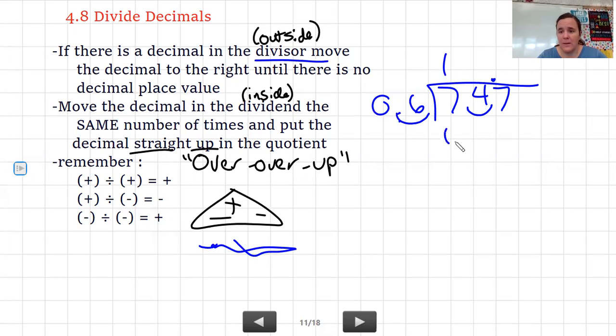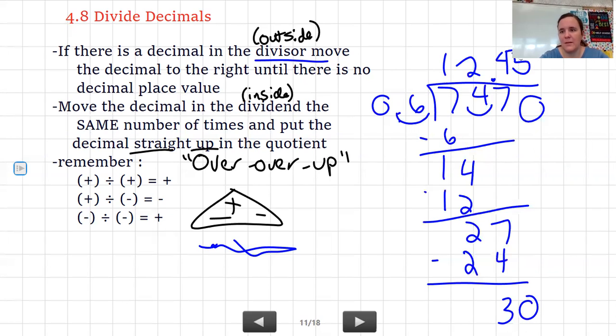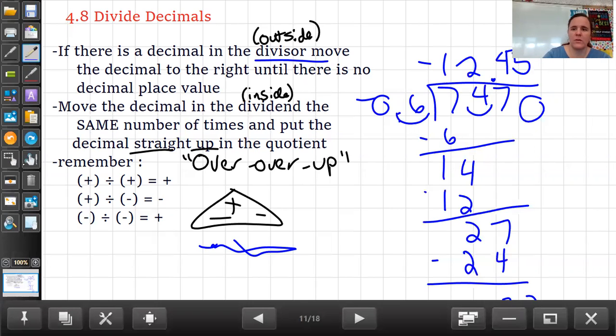So you can go from there, and then we get 24, bring down that 0, and there we go. And so the only thing that makes this more of a seventh grade problem is that if this was a negative 6/10, the answer would be negative.